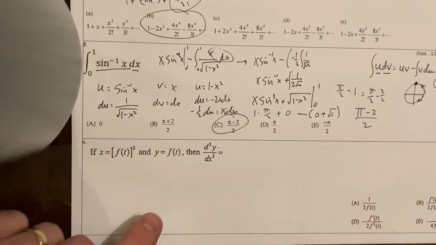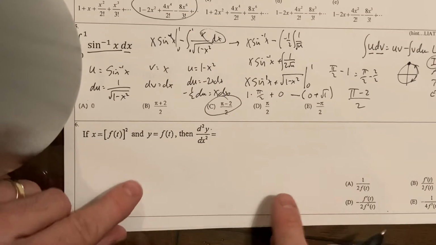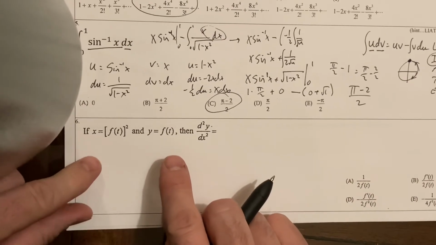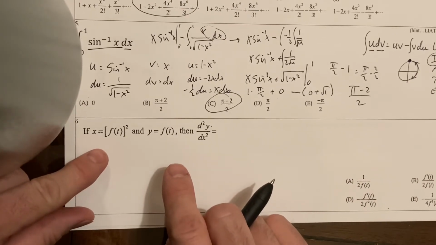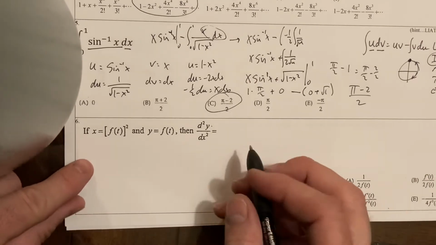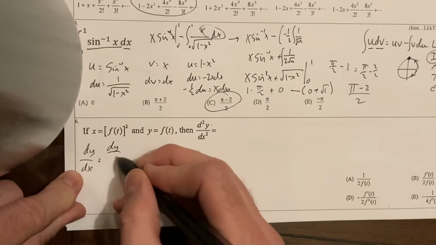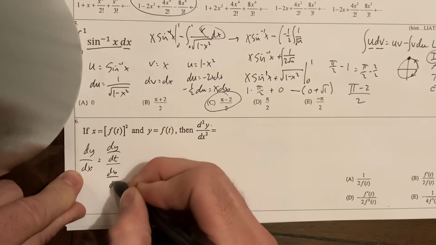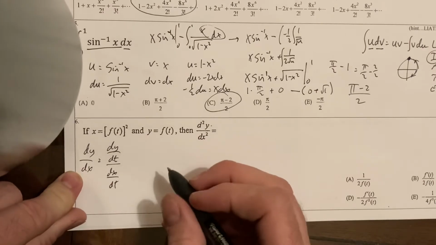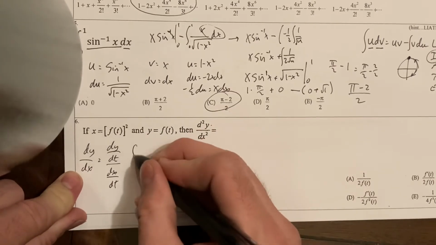Number 6. This one is kind of sneaky. You can do this 3 different ways. Watch this. The easiest way is to say, well, let me not do the easiest way first. You know how, parametrically speaking, dy/dx is dy/dt over dx/dt. We know that. Now, dy/dt is the derivative of y, which is just f prime.